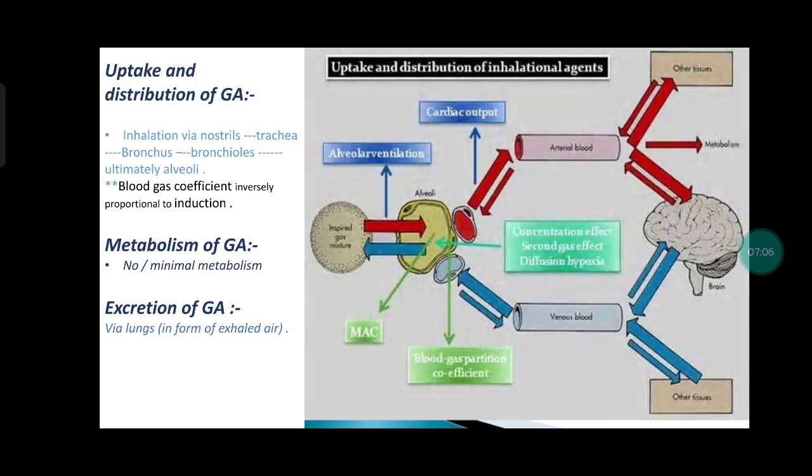Metabolism of general anesthesia: here no or minimal metabolism is present. Excretion of general anesthesia is via the lungs, again in the form of the exhaled air. Means as we took it in, the same form it will go out.